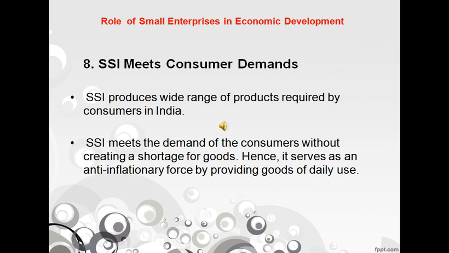Now, large-scale industries do not provide all the goods which are needed by the local people. It is the SSI industries which are able to produce what consumers demand then and there in the local rural area. So, it fulfills the needs of the local people by producing exactly what the consumer demands in the local area.